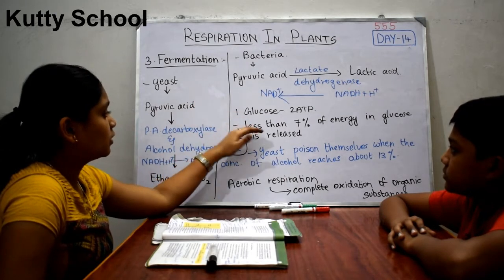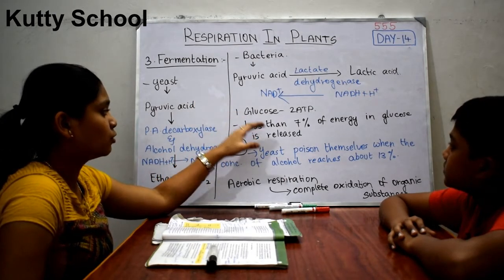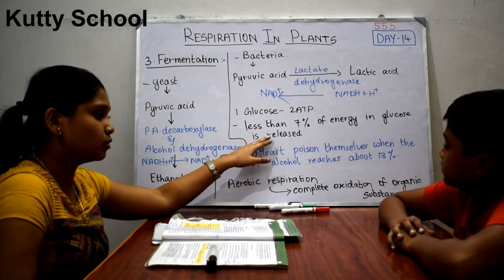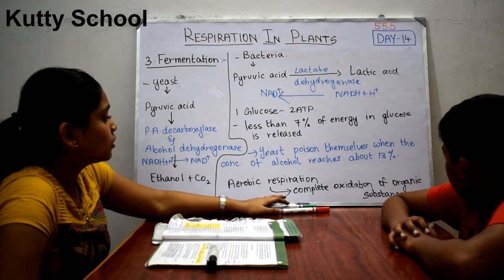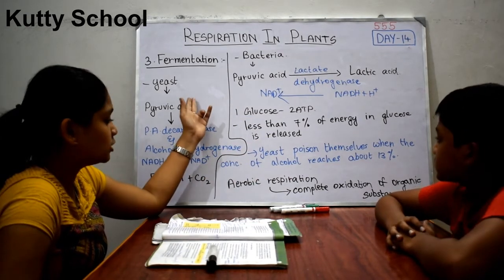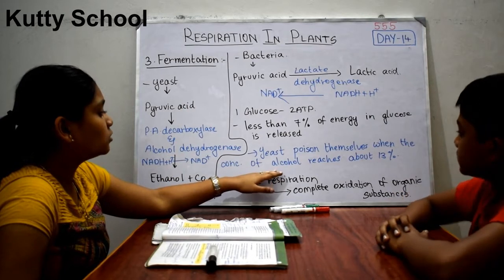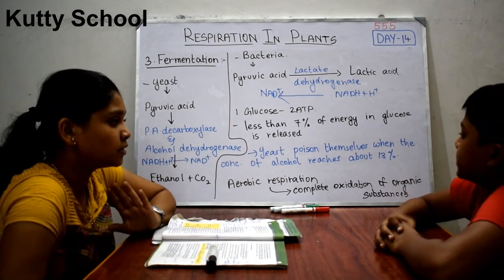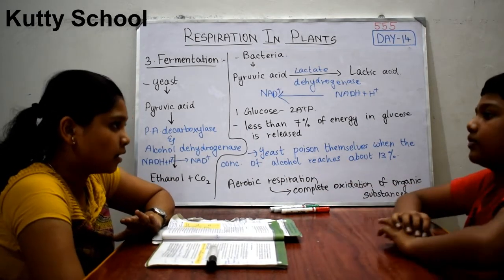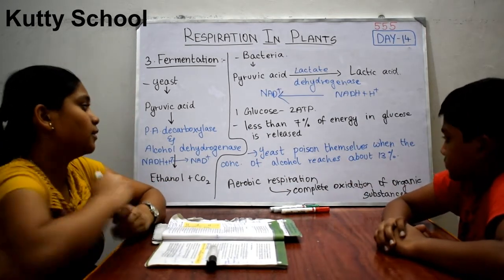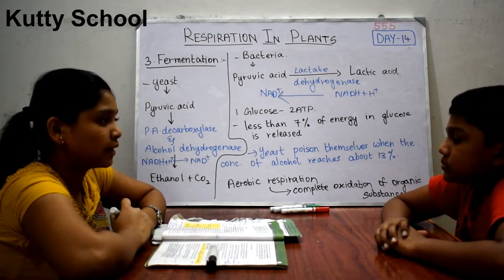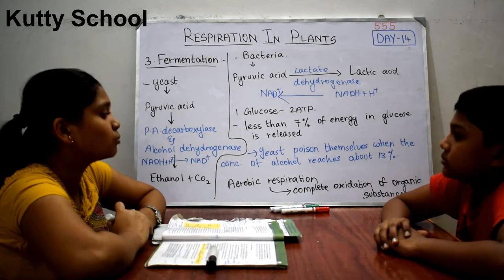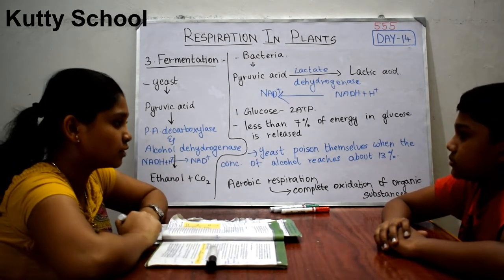Less than 7% of the energy in glucose is released here. Here yeast poisons themselves. When the concentration of alcohol reaches 13%, it should not exceed 13%. It is like poison for them. Therefore in many yeast conditions like bread, the concentration will be less than 13%. If it is more than 13%, they will poison themselves.